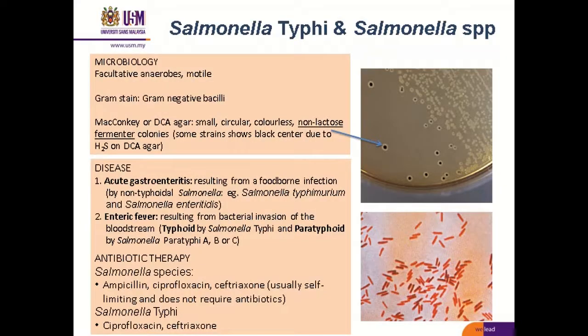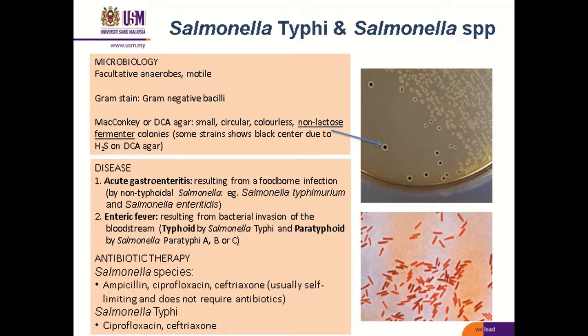For Salmonella typhi and Salmonella species, it is a facultative anaerobe which is motile. On Gram stain, we can see gram-negative bacilli, and on MacConkey or deoxycholate citrate agar, we can see small, circular, colorless, non-lactose fermenting colonies. And some strains show a black center due to H2S formation on DCA agar.